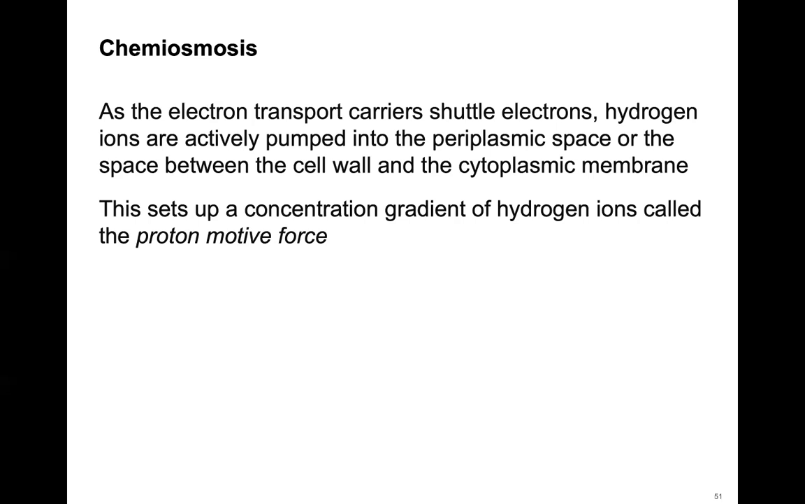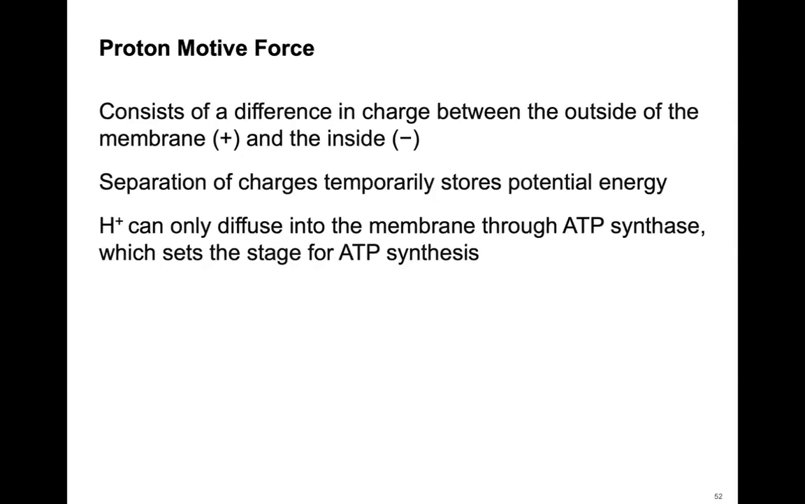So finally, just to recap chemiosmosis: as the electron transport carriers shuttle the electrons, hydrogen ions are actively pumped into the periplasmic space, or the space between the cell wall and the cytoplasmic membrane. This sets up a concentration gradient of hydrogen ions called the proton motive force. This proton motive force consists of the difference in charge between the outside of the membrane, which is positive, and the inside, which is negative. Separation of charges temporarily stores potential energy. The protons can only diffuse into the membrane through ATP synthase, which sets the stage for ATP synthesis.